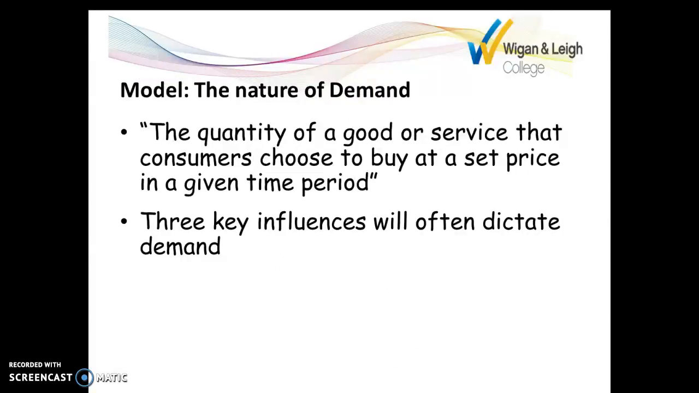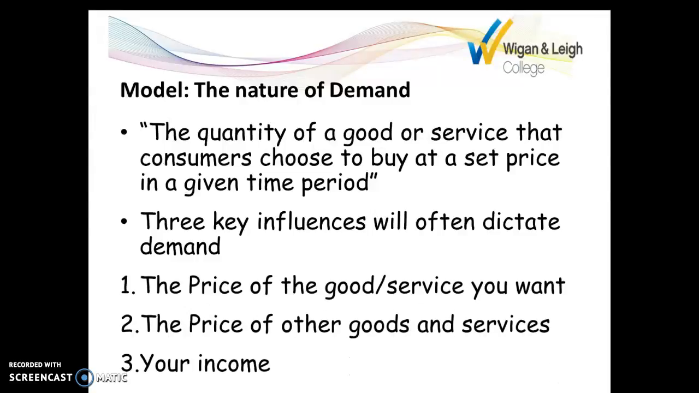Now, there are 3 key influences that often dictate the level of demand within an economy, or for a single product in this case. So the price of goods and services you want, the price of other goods and services available, and your income. So later on, in another video, we'll look at elasticities, and we'll look at price elasticity of demand, income elasticity of demand, and cross elasticity of demand, which affects all 3 of these.